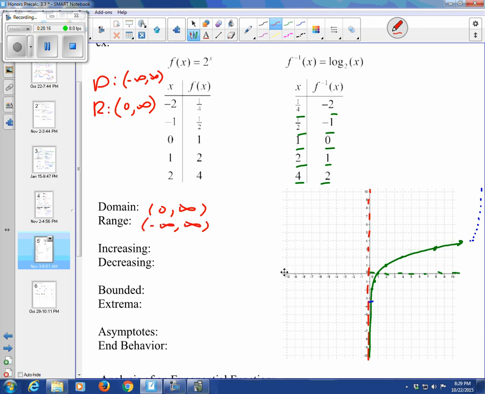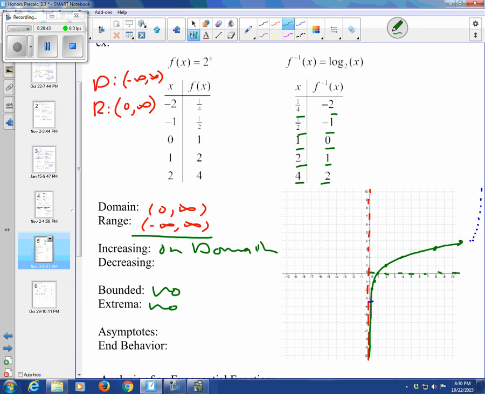Since we're switching all the x and y values on our ordered pairs, we can similarly say this guy's increasing on his domain, right? So basically, from 0 to positive infinity, we're always increasing. We increase slower and slower and slower, and we creep up to positive infinity, which is really sort of counterintuitive, but that's how it works. Is it bounded? No. Right here, the range goes from negative infinity to positive infinity. Is there any extrema? No.